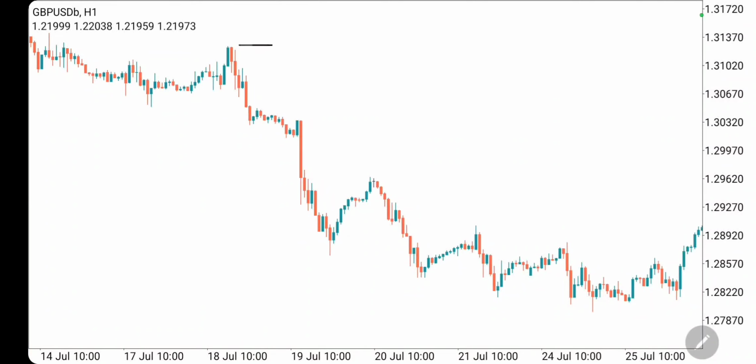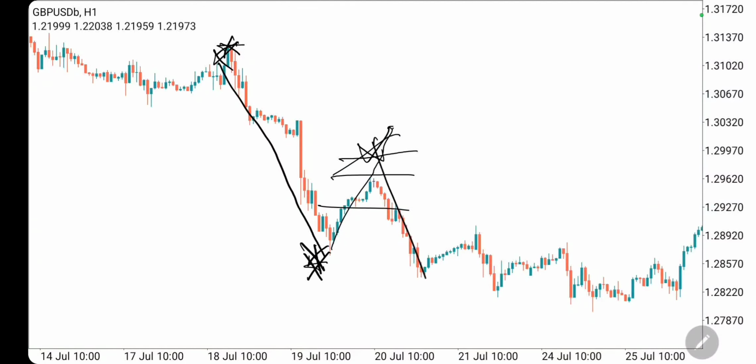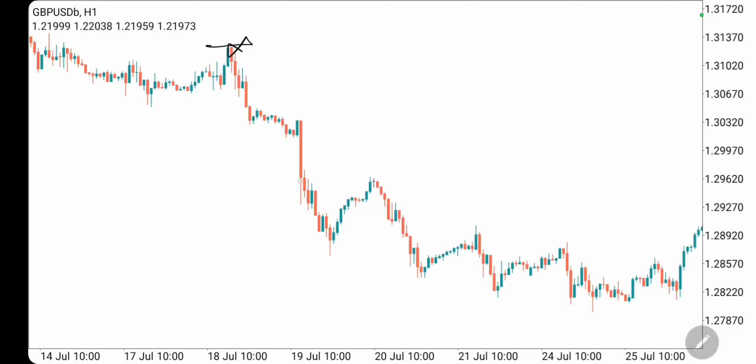Look, so let us see. This is a swing high, this is a swing low. So this is a swing high for us, this is a swing low. So let us see where the retracement will happen. We want to have a retracement and want to sell down. Where would this retracement happen? Swing high, swing low.